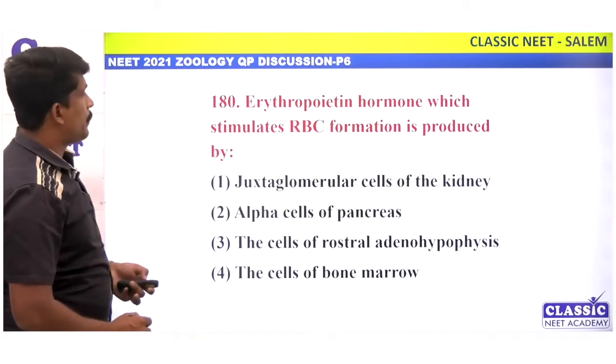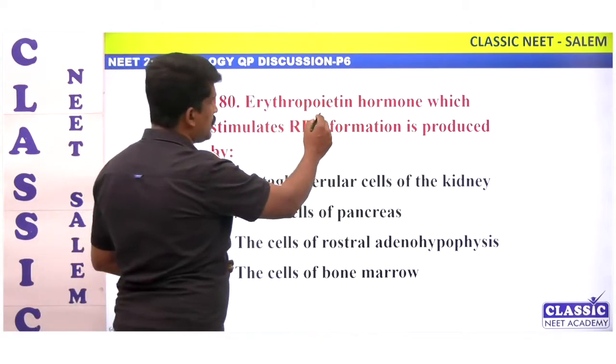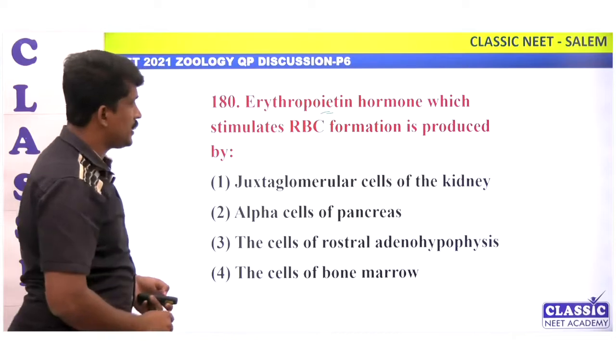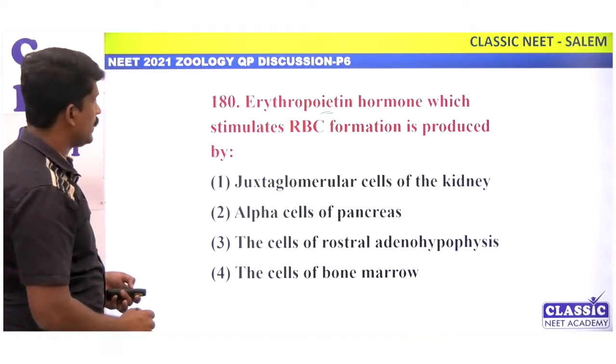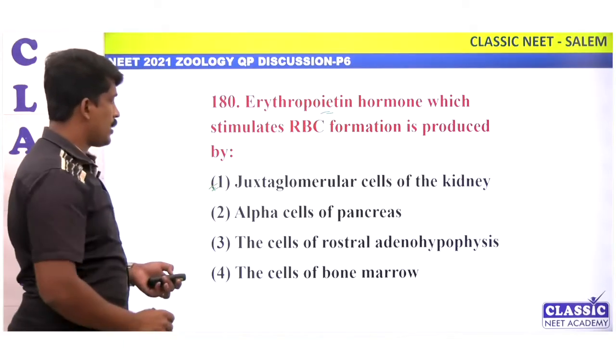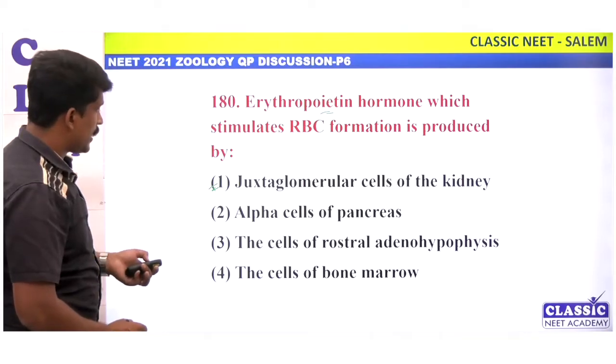Now the next one: erythropoietin, the hormone which stimulates RBC formation. That is secreted by our JG cells present in the kidney, juxtaglomerular cells. So that is the correct answer.